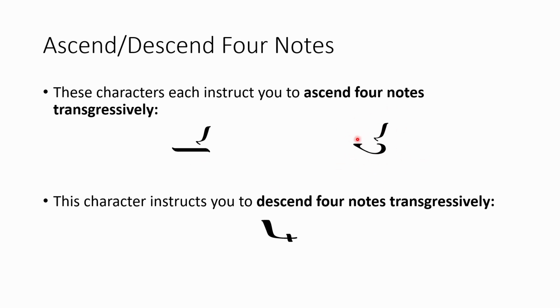So the top characters are simply an oligon and a petasti, but they are joined by what is called an ipsili. That's this character that pokes up there. And the ipsili is what creates the +4 jump. Now the bottom character over here, this is a new one. It's called a chamili, and it instructs you to jump down 4 notes from the current note.